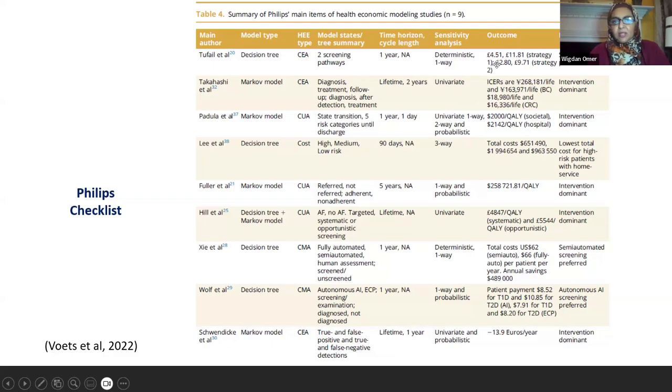If it's cost effectiveness, it's going to be listed as in ICER. If it's utility, it's going to be in qualities. And if it's minimization, it's going to be in terms of the preferred intervention. When they say intervention dominant, that means it's both cost-effective and quality-effective. It has better outcome, and at the same time, it costs less.